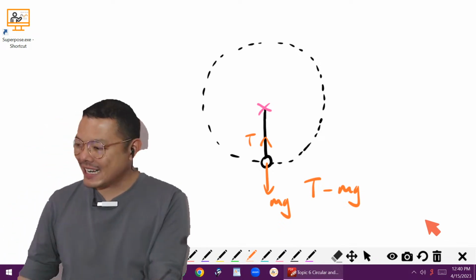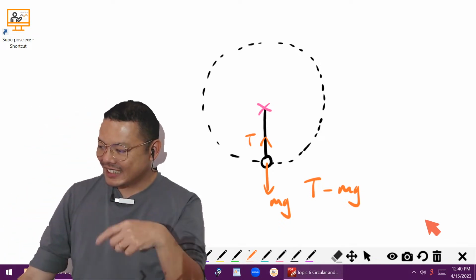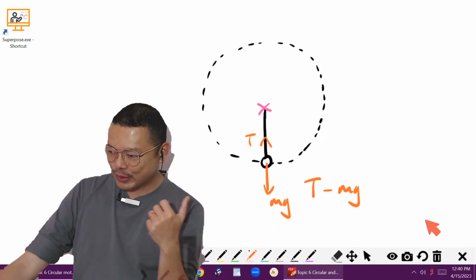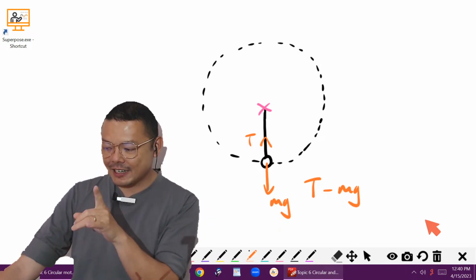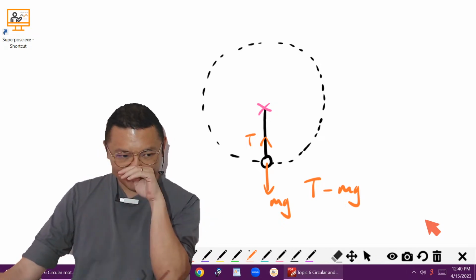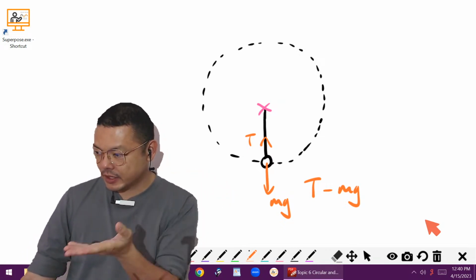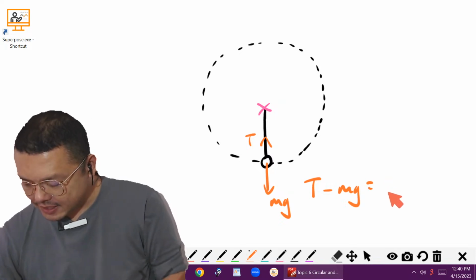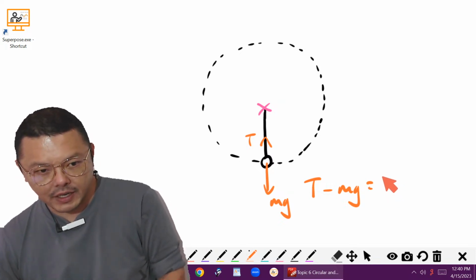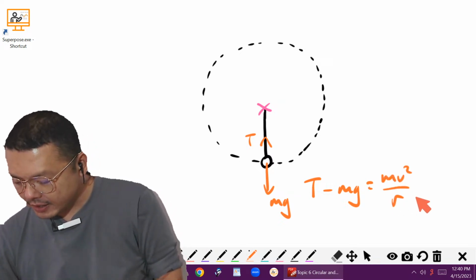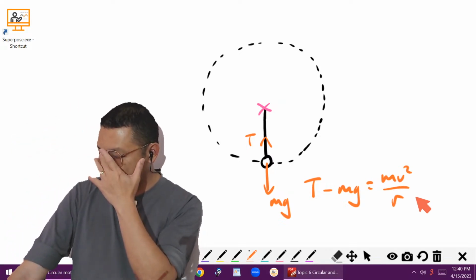He's not wrong, but that's oscillation. This is not oscillation. This is circular motion. In fact, that's going to be a big thing next time. But anyway, for now, just tension minus mg. Tension minus mg gives you what? Fc, centripetal force. So give me an equation for that. Mv squared over r. Right, tension minus mg equals mv squared over r.